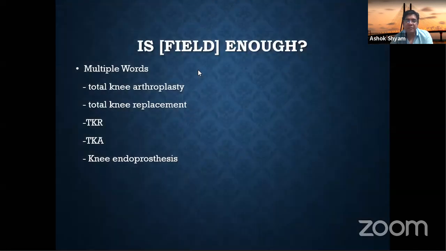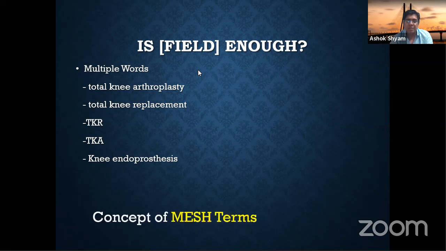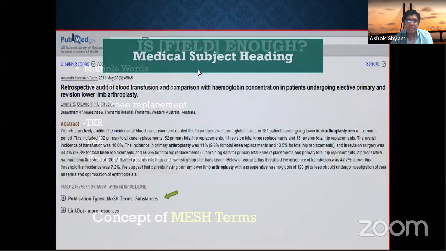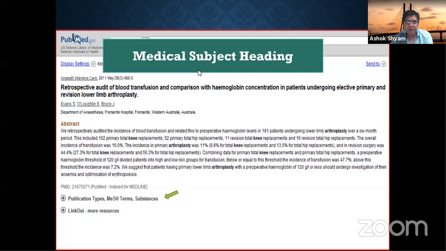However, are fields enough? Many times in the title or in the abstract, authors from different countries will use different kinds of terminology. Total knee arthroplasty, total knee replacement. These are different words used for the same concept. So how to deal with this? For this, PubMed has made a special thing called MeSH terms. MeSH is Medical Subject Headings, and I'll show you first where it is.